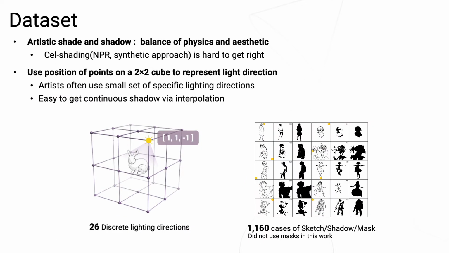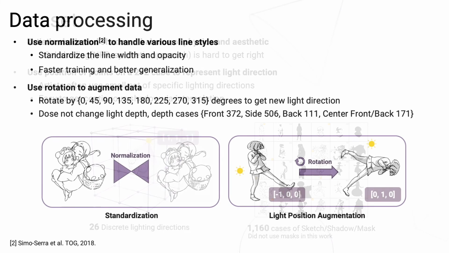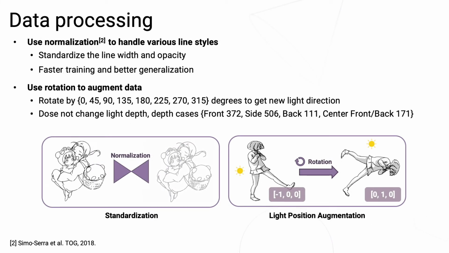We contribute a novel dataset which consists of 1,160 cases of sketch, shadow and mask, but we didn't use masks in this work. We have 26 kinds of discrete lighting directions in this dataset. We use synthetic data to train a light pre-processing deep learning model to normalize the inputted line drawings, making them have the same line width.